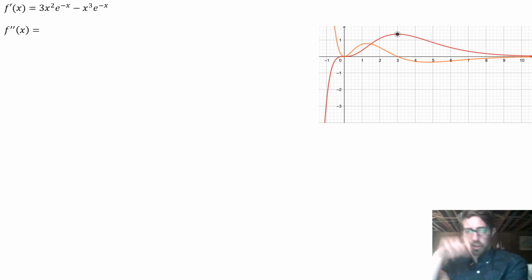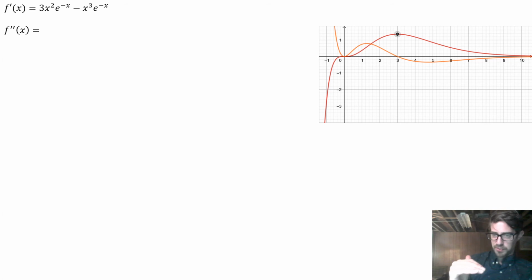There's just the derivative copied, and now we're going to deal with f double prime. So just do the derivative again. Now it's more complicated. That usually happens when you start taking derivatives of most functions. It keeps getting more and more complicated as you keep taking derivatives.